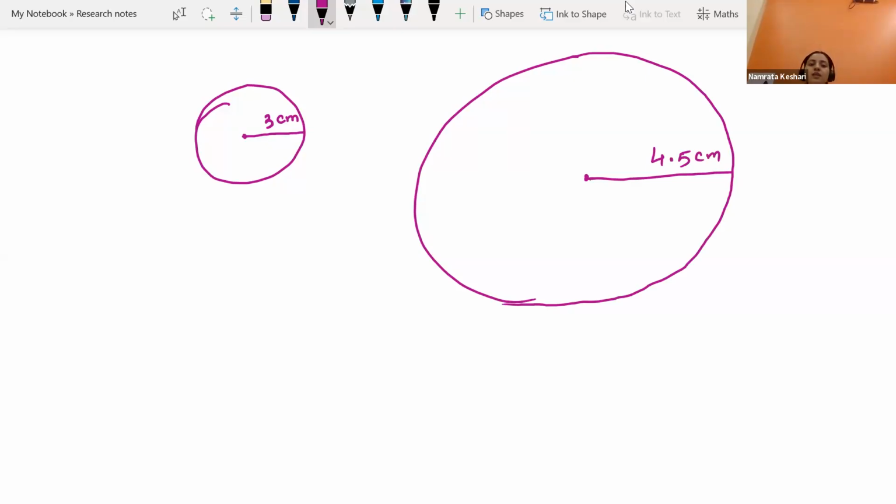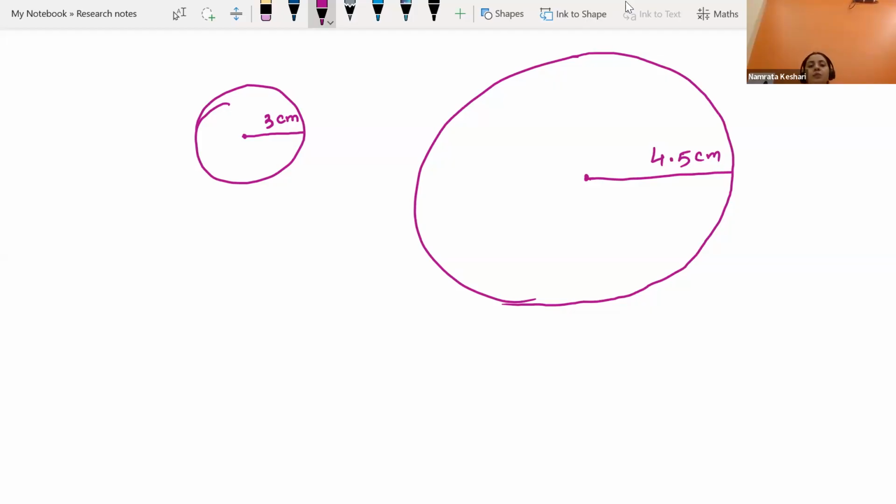Just by looking at the figure, are these two circles congruent? If I ask you, please tell me, are these two circles congruent or not? Is it congruent? Anyone? No, ma'am, they're not congruent. Yes, ma'am.